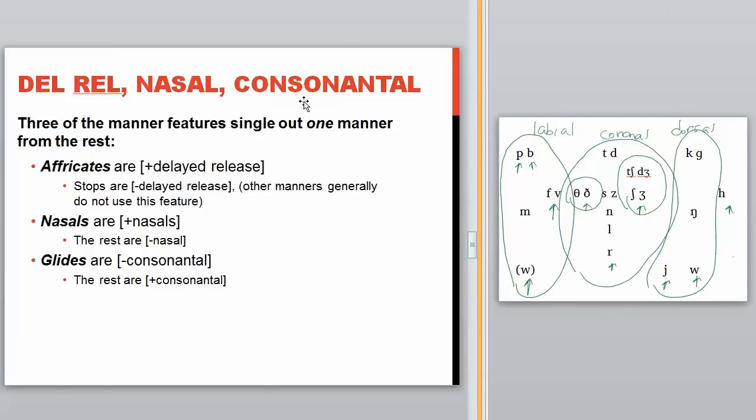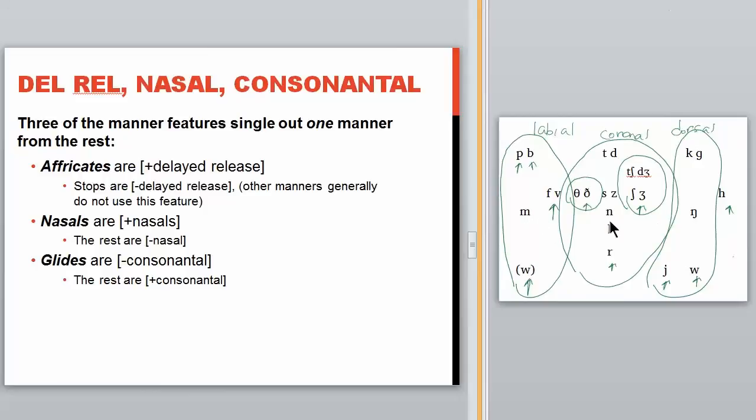Now, 3 of our manners can be singled out quite easily. Affricates are the only ones that carry the feature delayed release, which is most often used to distinguish them from stops, which are minus delayed release. So we can see that we normally use features to distinguish one natural class from another. Here we're trying to distinguish affricates from the other manners of articulation. So the affricates ch and j here are plus delayed release.